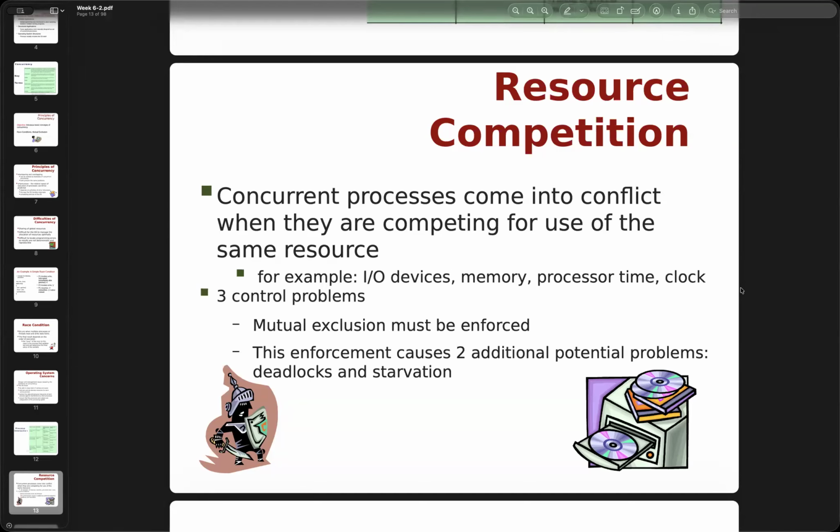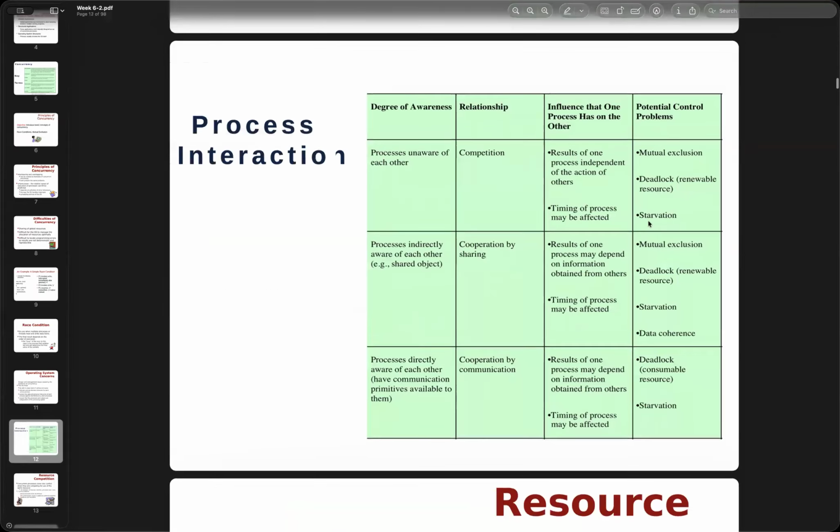How about memory? Access to memory, reading data, writing data. Processor time: how much time can you use? The clock. So here there are three control problems, if you still remember, in competition. One is mutual exclusion, which must be enforced, and this enforcement also causes two additional potential problems: deadlock and starvation.